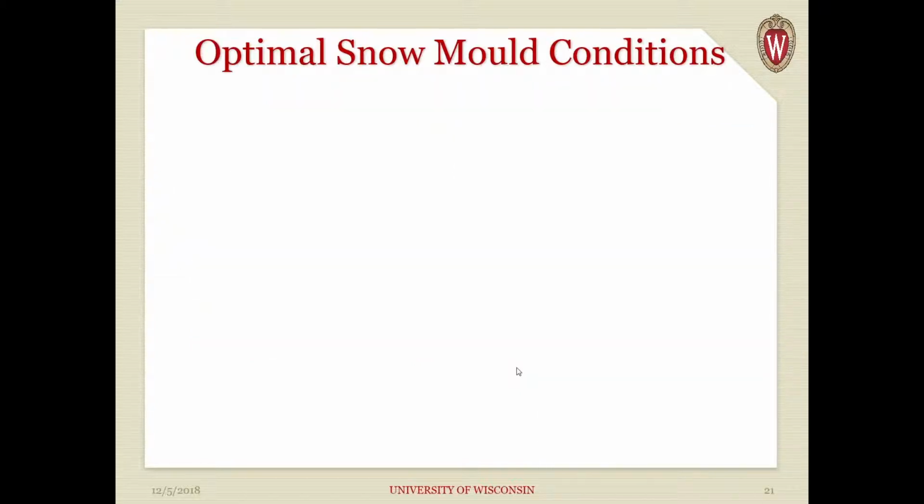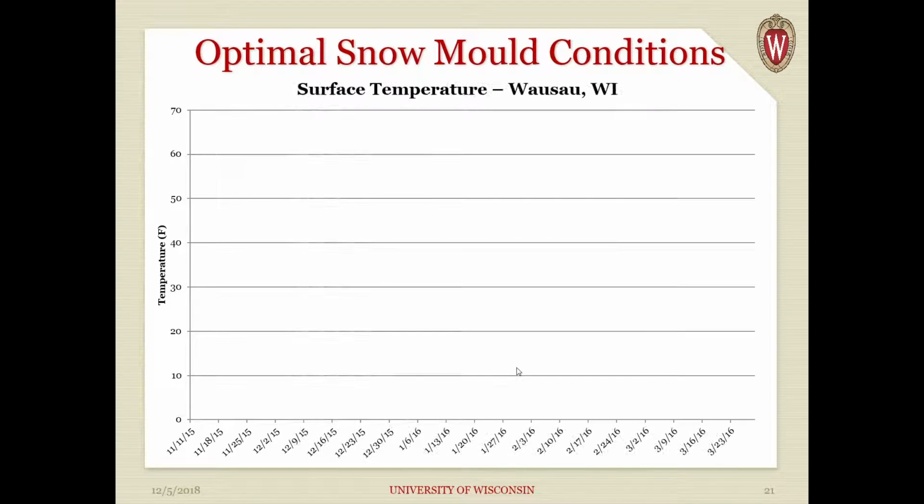So one of the things that is important to know about snow mold is what the optimal conditions are that lead to snow mold, and really it's all about temperature. What is it about the snow that leads to snow mold? There's nothing special about snow. What the snow does is it insulates the turf.